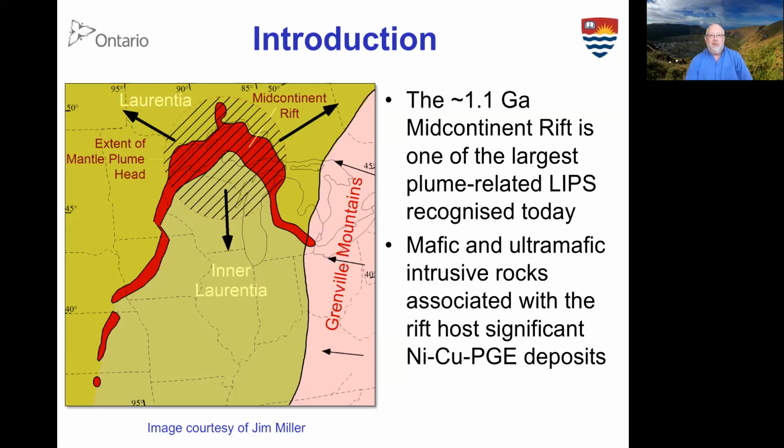The image on the left is showing the geophysical extent of the rift in that red blob, and then the estimated suggestion for the plume head, which is that circular area.